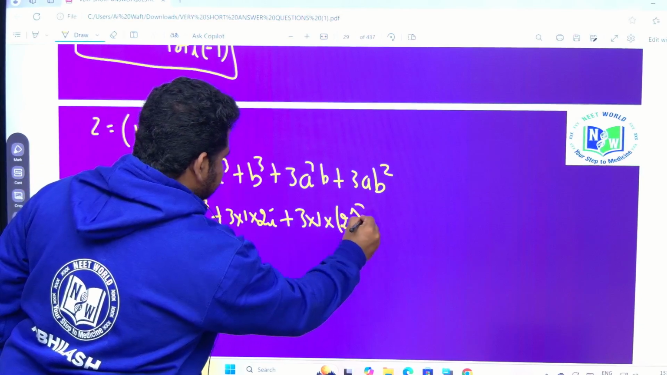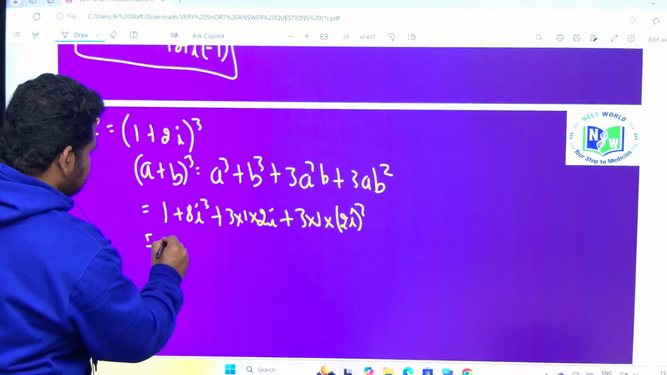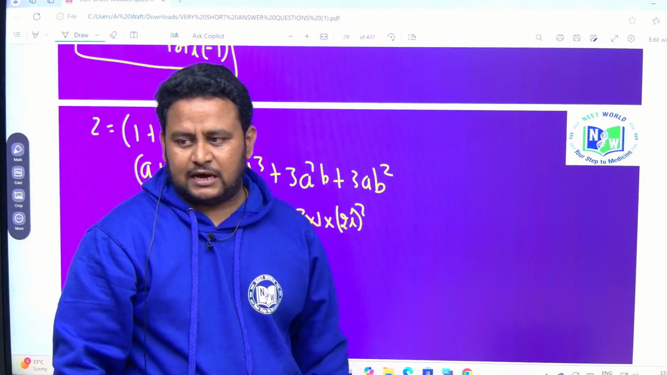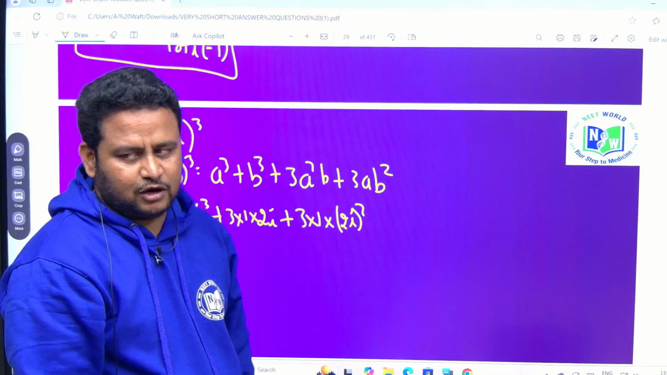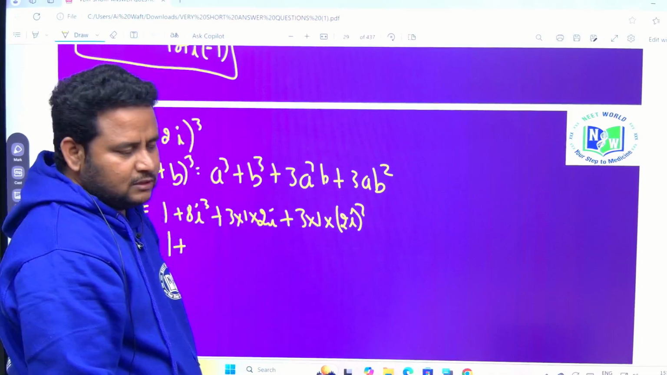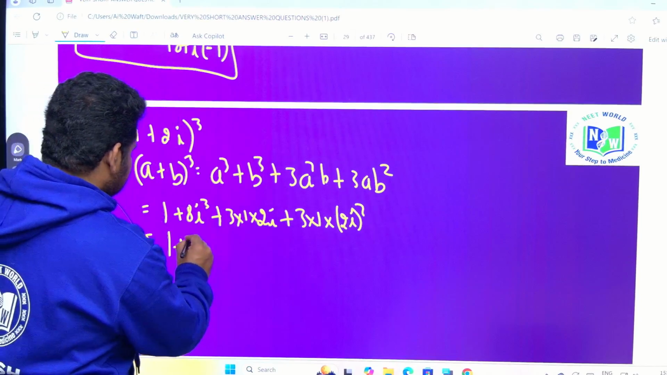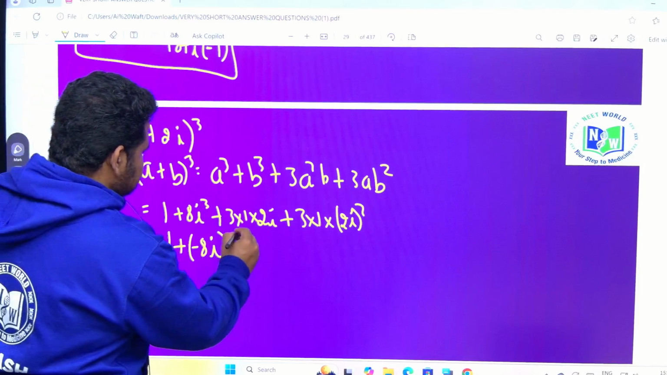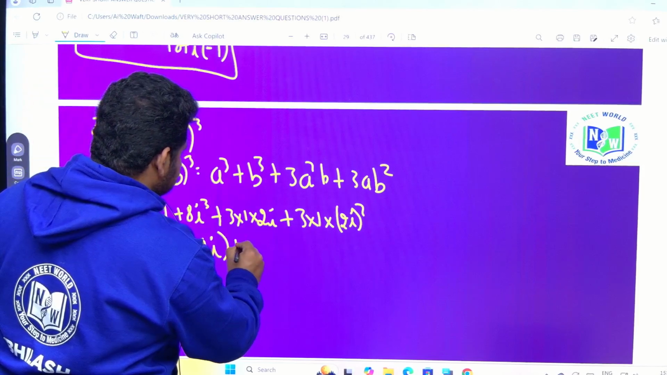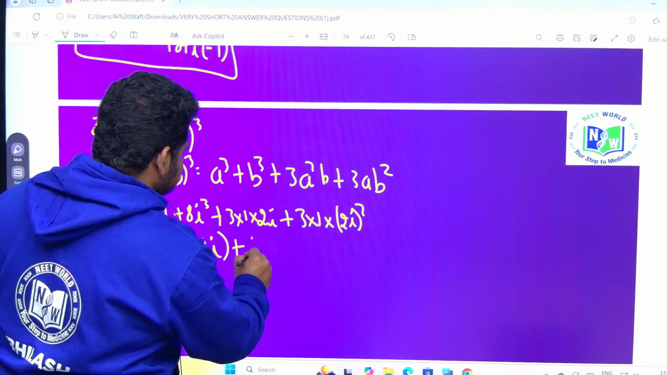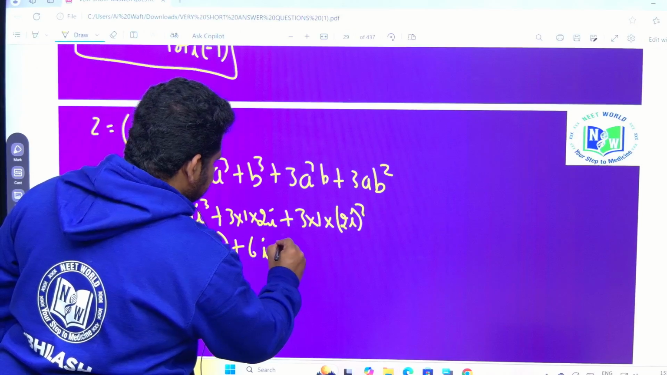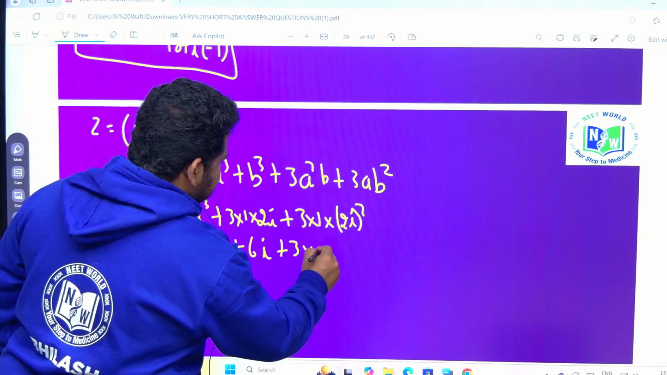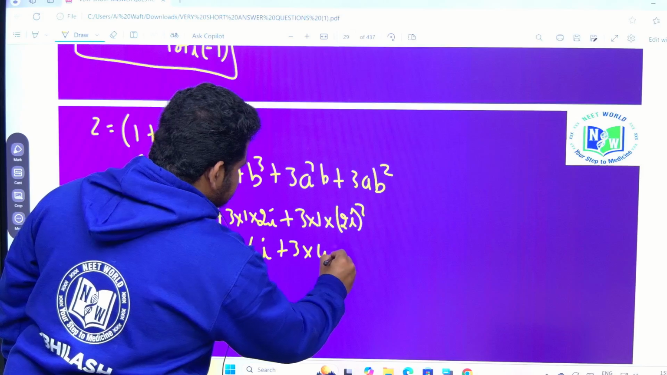So this value will become 1 plus 8 i cube. i cube is nothing but i square into i, which is minus 1 into i, minus i. So this will be equal to minus 8i. Then 3 into 1 into 2i will be plus 6i. Then 3 into 2i square: 2 square is 4, and i square stays as i square.